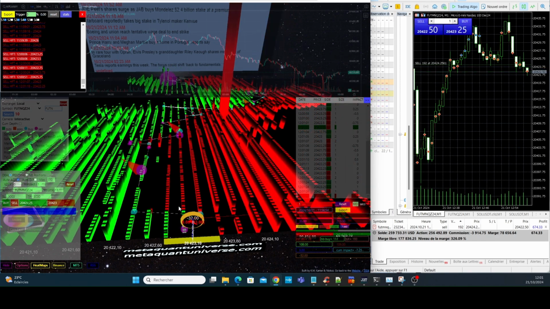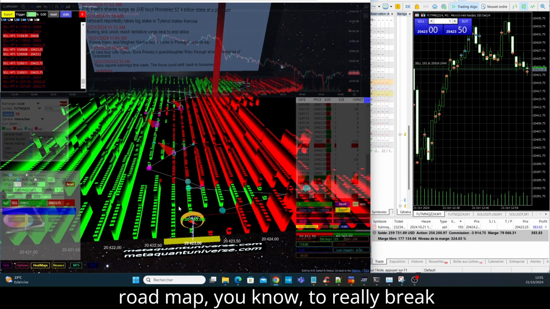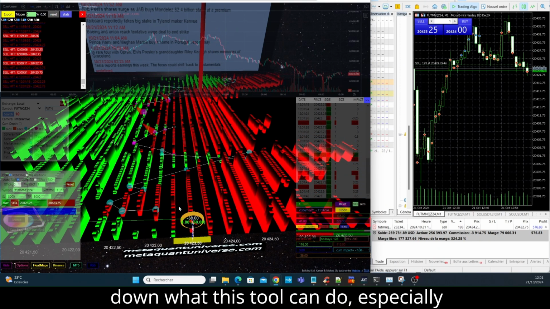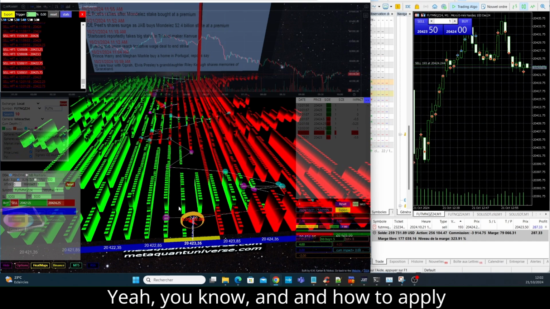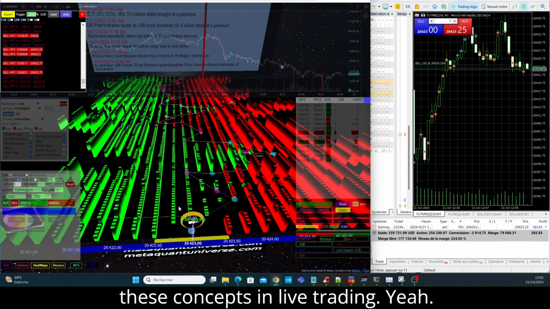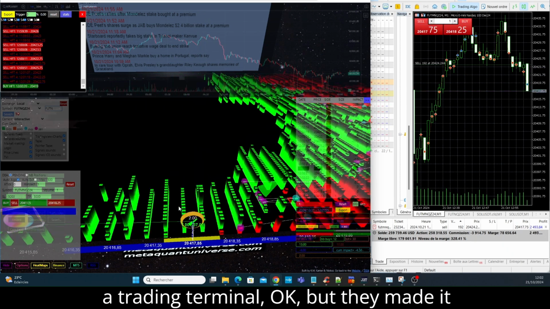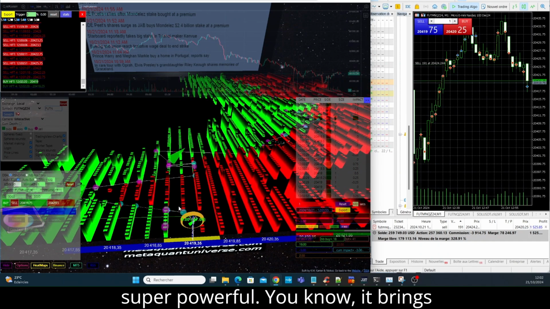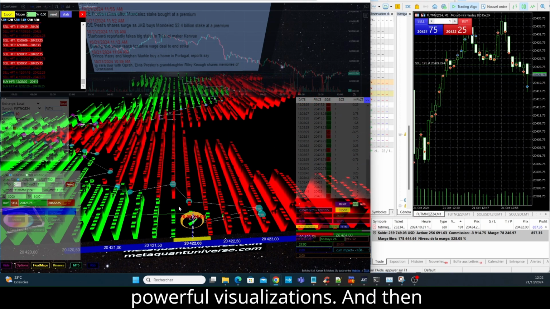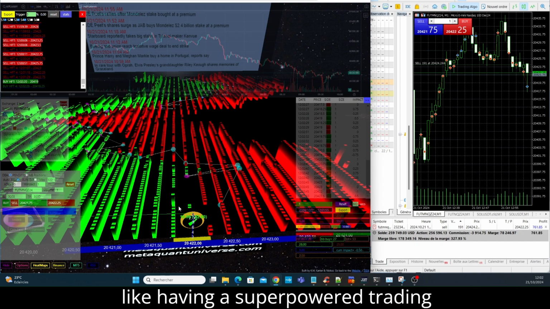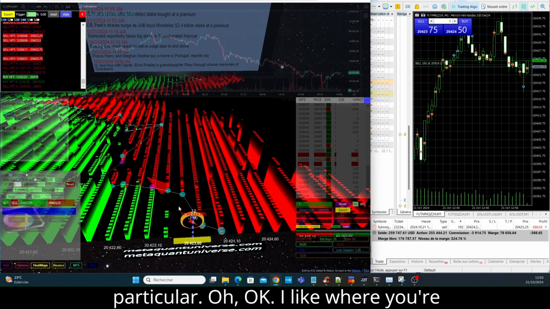Okay, sounds good. So, with all of our deep dives, this guide's going to be like our roadmap to really break down what this tool can do, especially for things like scalping algorithms. And how to apply these concepts in live trading. The thing with this platform is they took all the best parts of a trading terminal, but made it super powerful. It brings together real-time data, really powerful visualizations, and then integrates with algorithms. So it's like having a super-powered trading terminal. Exactly, and that's why I think it's so exciting for scalpers in particular.